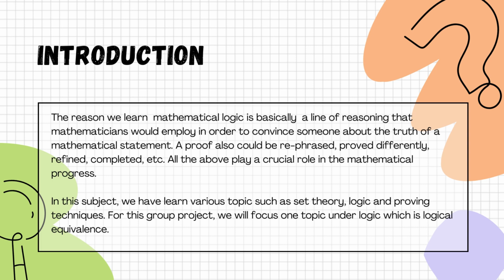Introduction. The reason we learn mathematical logic is basically a line of reasoning that mathematicians would apply in order to convince someone about the truth of a mathematical statement. A proposal could be rephrased, proved differently, refined, completed, and so on. All of the above play a crucial role in mathematical progress.